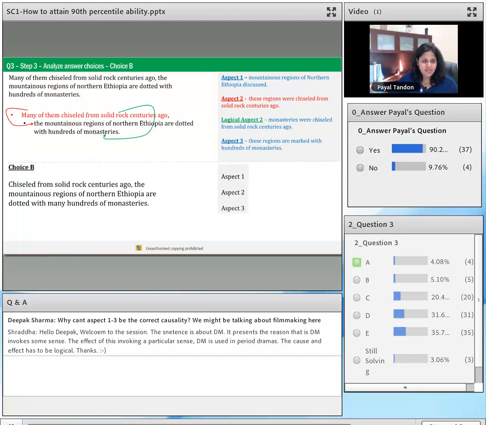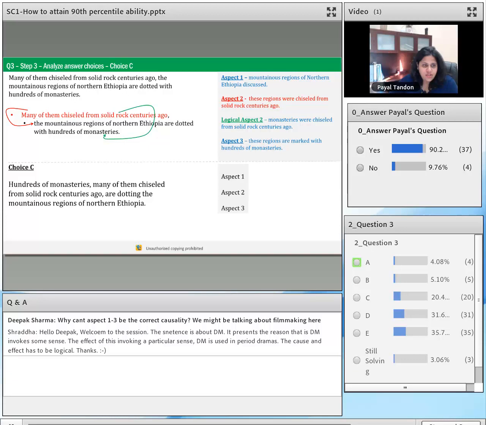All right. So now let's take a look at choice B. Chiseled from solid rock centuries ago, the mountainous regions. Again, that part is wrong. Choice B was also not selected by a number of you, but the nine of you who selected choices A and B, you have to be cautious of this aspect over here. Okay, so please take that as feedback.